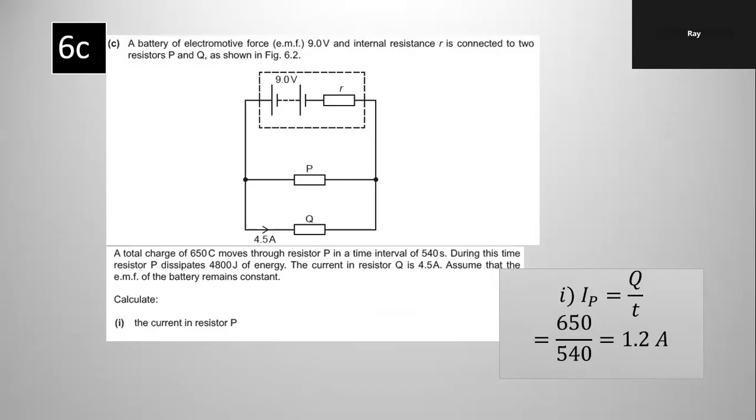Unless they tell you it's the same resistance or identical resistance, I cannot assume that. So they have a reason to want to test you on different things. They want to test your formula I equals Q over T. So that's your current through here. That's why the current is different.